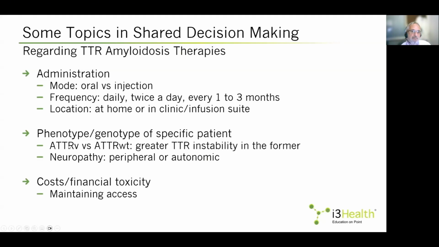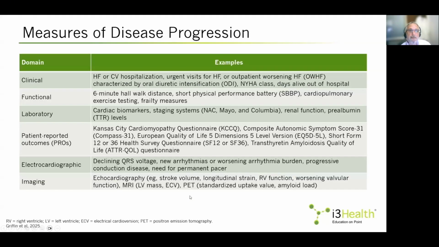For individuals who have variant disease, there's pretty good data to say that TTR is more unstable in the presence of a variant. It falls apart quicker. And so, in such patients, many of us lean toward maybe some of the newer agents, that is Acoramidis and/or Vutrisiran. And in those with a neuropathy, either peripheral or autonomic, there's pretty good data to suggest that silencers may be the preferred agent. And again, for some patients, it's just about maintaining access and, rather than quibbling over which drug to use, making sure they have ongoing unfettered access to disease-modifying therapy based on their insurance and so forth.